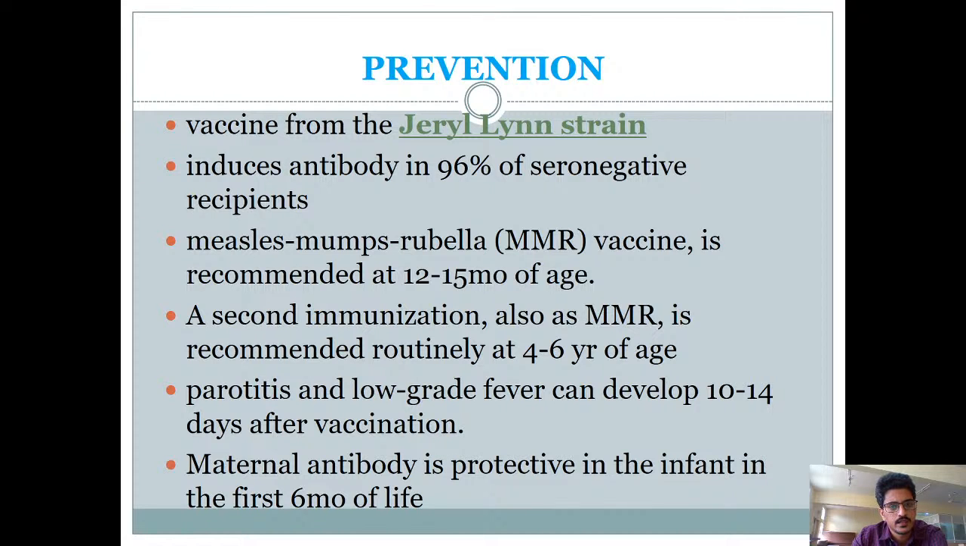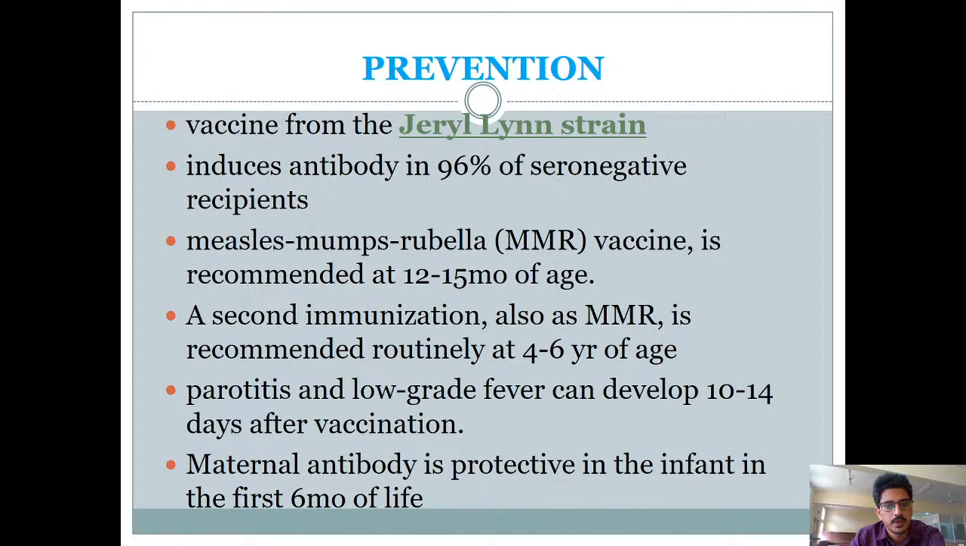Once you get the infection, it is basically lifelong immunity. The vaccine induces antibodies in 96% of seronegative recipients. So if somebody has had mumps, there is no point in giving the mumps vaccine to that person. There is no use because it's lifelong immunity. Once he gets the disease, he gets immunity for life.